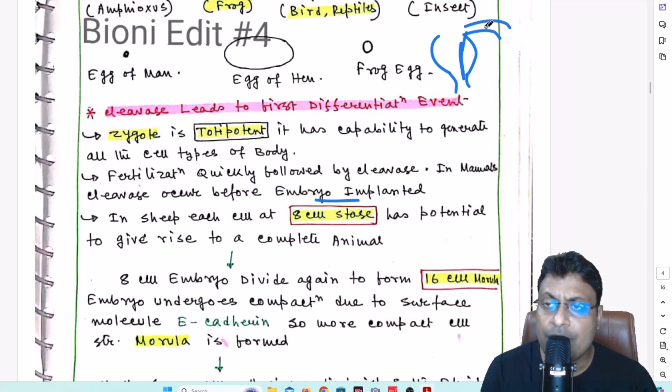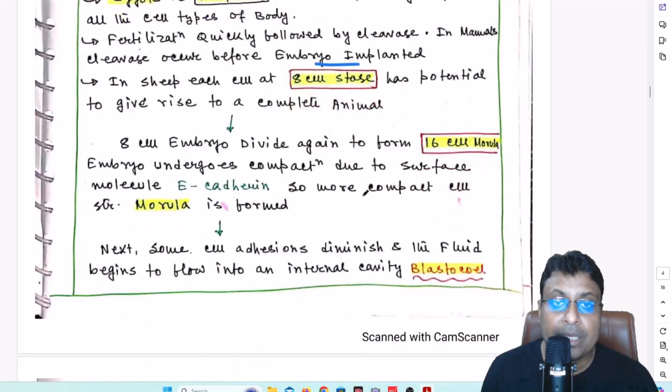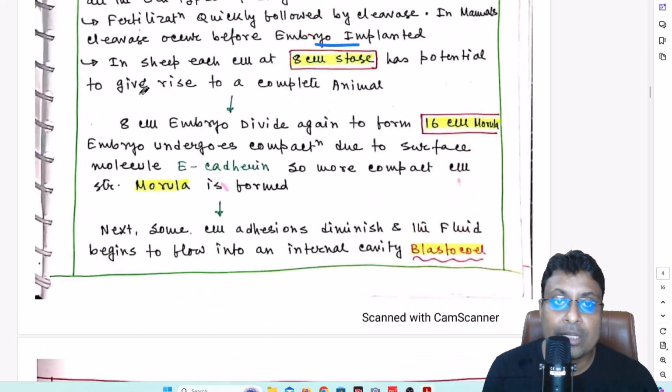But just after fertilization, the cleavage process will soon begin, and this will produce a multicellular structure before implantation. This multicellular structure is known as the blastula, and ultimately this blastula will be implanted into our uterine wall, right? So fertilization is quickly followed by cleavage, and in mammals the cleavage occurs before the embryo is implanted. In sheep, each cell at the 8 cell stage has the potential to give rise to a complete animal. That means these 8 cell stage cells are totipotent stem cells.